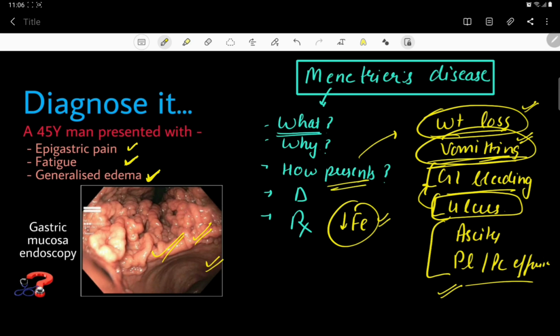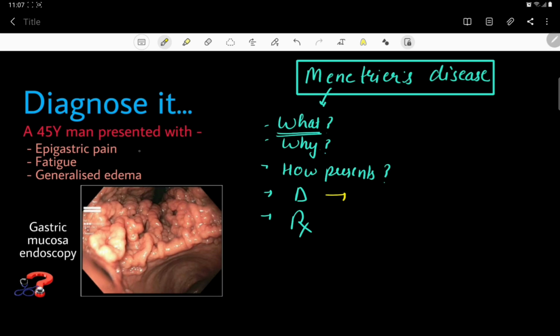Now let's come to the next part, the diagnosis: how we diagnose this case. Well, for the diagnosis, after these presenting symptoms, the investigations that we do are basically barium swallow and endoscopy.